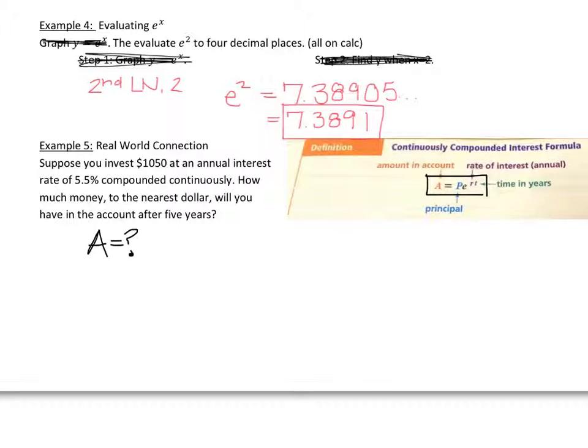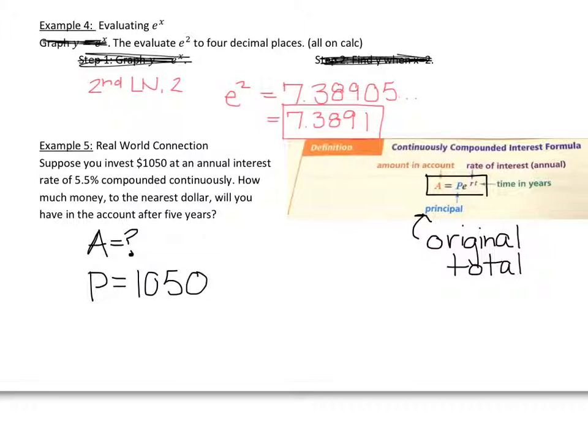P is principal. That does not mean like Mr. Smiley. Principal means the original total or original amount. So P is 1050. E is E, the button on the calculator. In our exponent, we have r as the rate of interest. And this formula is for annual interest, which is what we're using.